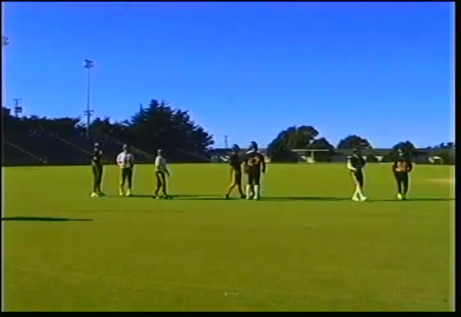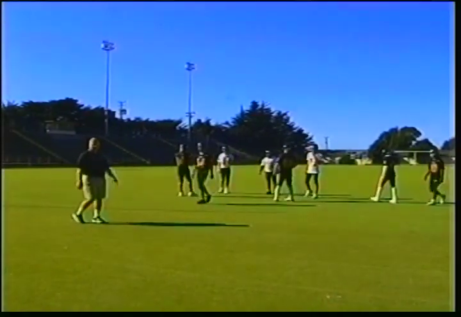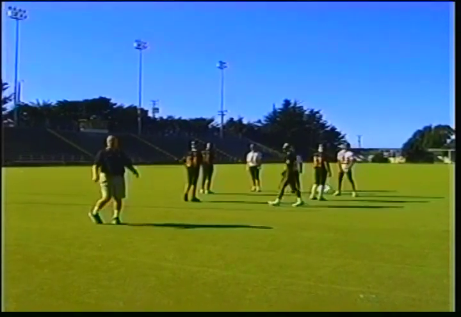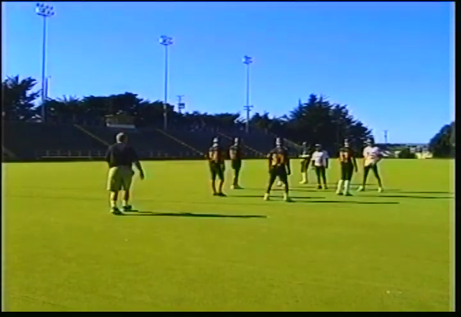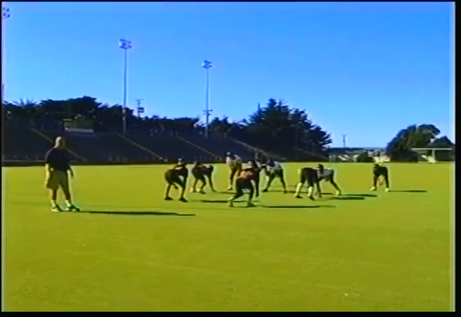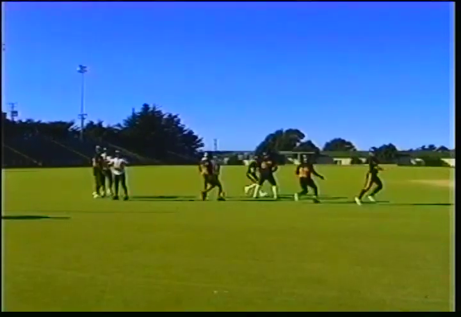And see his angle there. Now, that's the same angle we would use on the outside veer. Power and outside veer are the same play to us, almost identical. Okay, again, please. Ready? Hut. Perfect. Okay, reset.